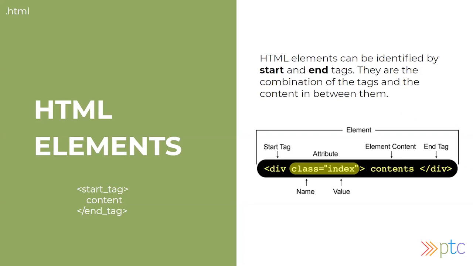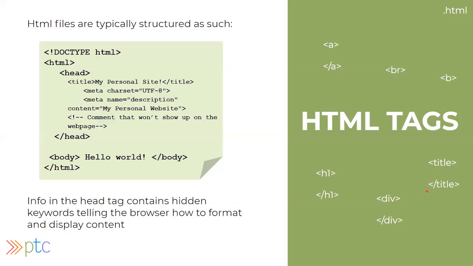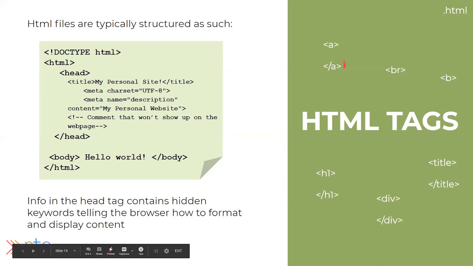Next, we're going to be talking about HTML tags. So HTML tags are hidden keywords that tell your browser how to format and display each element of your website. Each piece of content that you put on your website has to be inside a tag. So here you can see a few examples of tags.